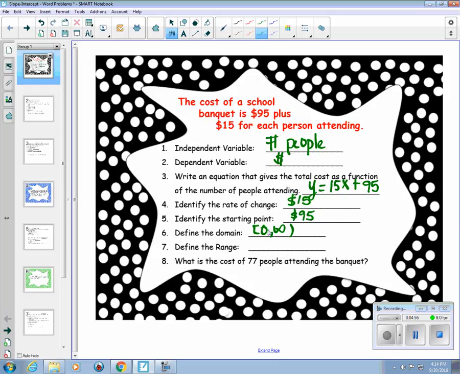All right, what about the range? It starts at 95 because even if nobody shows up, you still need to pay 95. And it goes all the way to what? To infinity. Very good. All right, so what is the cost of 77 people attending the banquet?